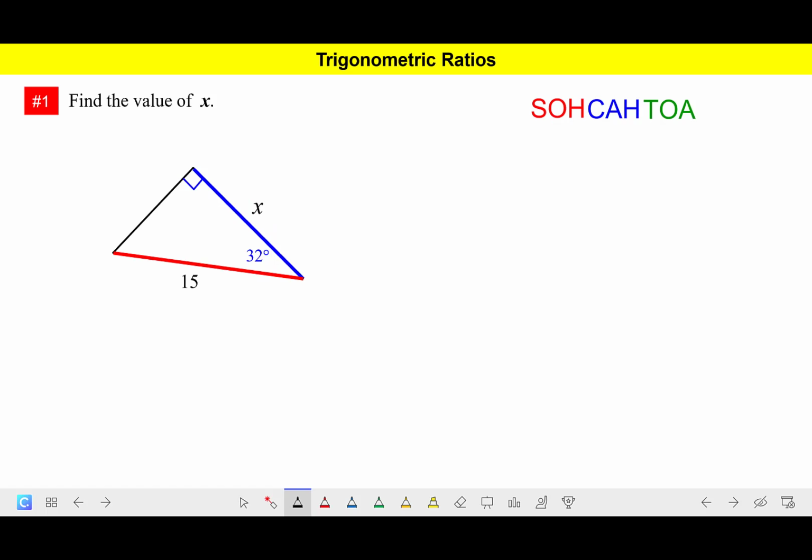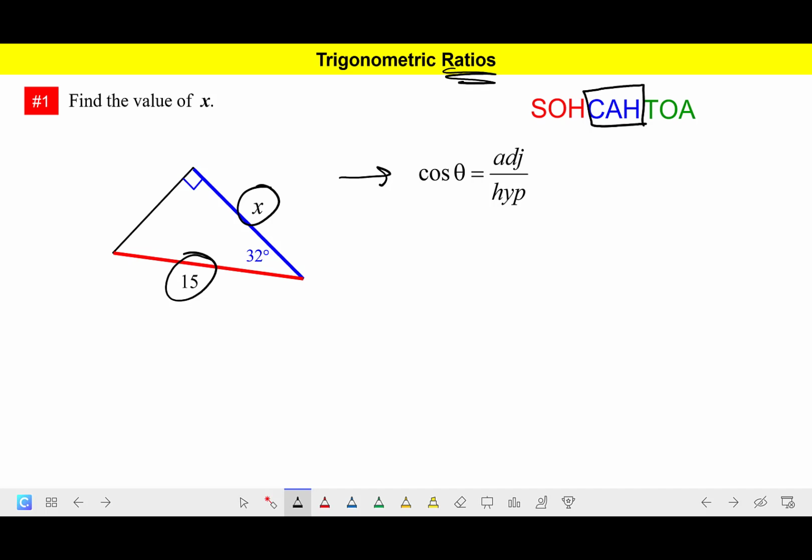Okay, now I've put up here 15, and that's the hypotenuse. So at this point, I have an adjacent and a hypotenuse. So I'm going to use the cosine. This is what I highly recommend you do every time: write out the ratio that you're going to use. The next thing, before you start solving, is what we call the setup.